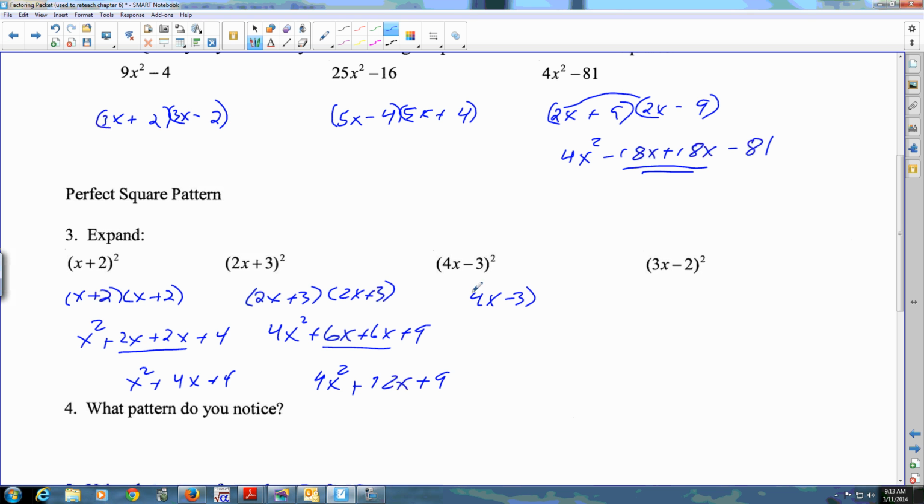4x minus 3 times 4x minus 3. So you have 16x squared minus 12x plus 9. You have 2 of the middle. They're identical, so you're in effect doubling the middle. You've got 2 of the middles, okay?